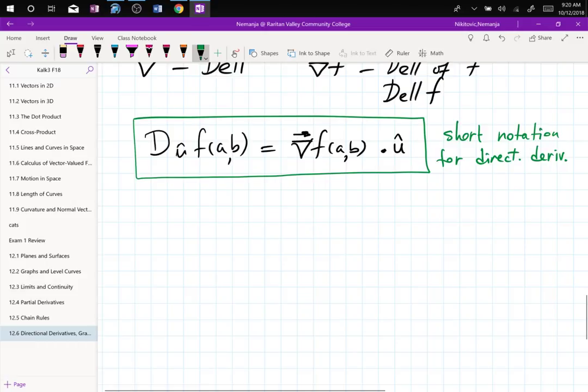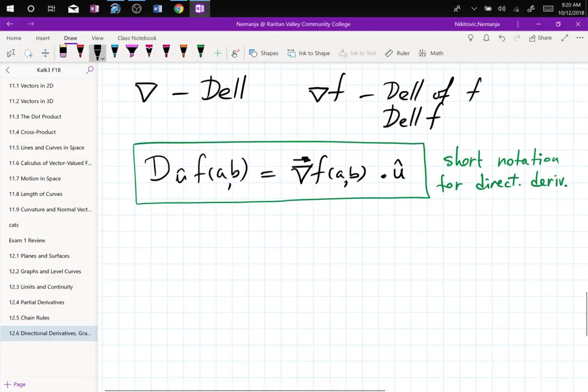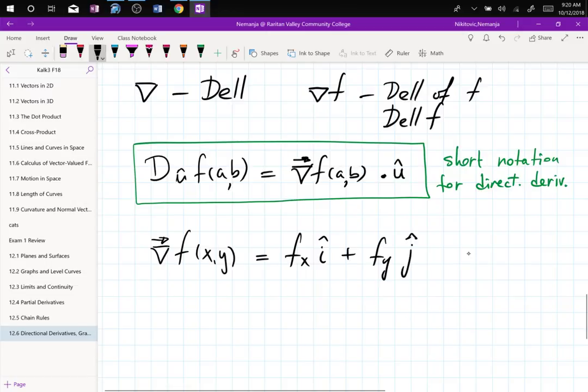We can also define del f of x, y as f_x i plus f_y j. We can also do that. It's okay. You can use the notation with spiky brackets, or you can use ijk. It's okay.